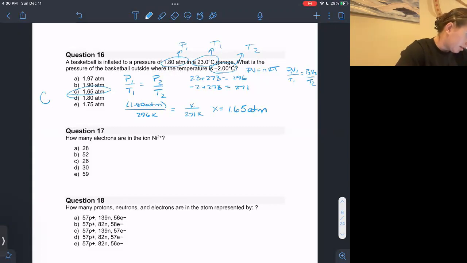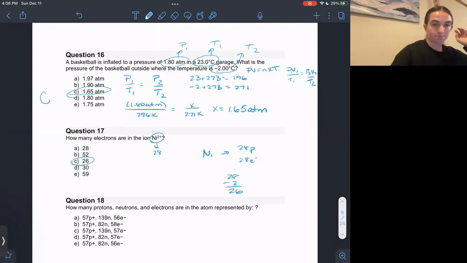How many electrons are in the ion nickel 2+? Okay, I'm going to go back to my periodic table. So nickel is element 28. So a neutral nickel would be 28 protons and 28 electrons, but it's 2+. So that means I'm losing 2 electrons since electrons are negative. So 28 minus 2 would be 26. So 26 electrons.